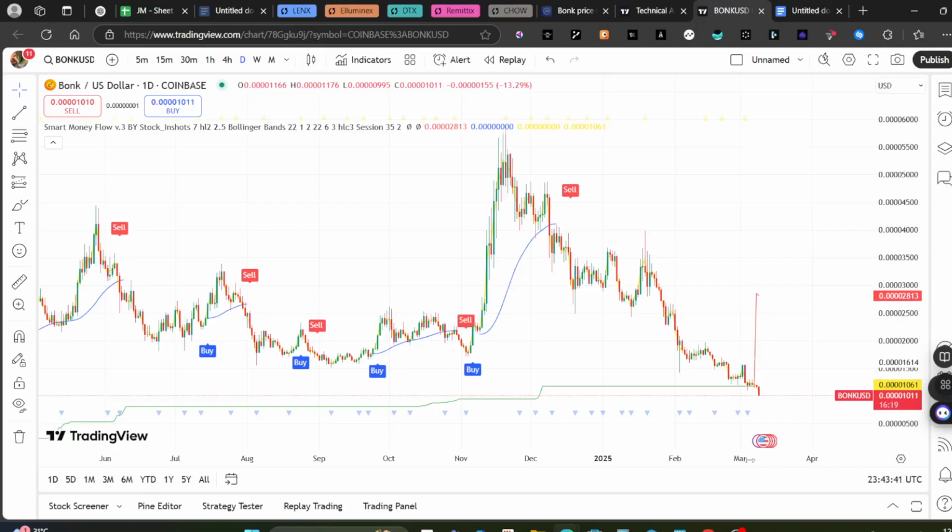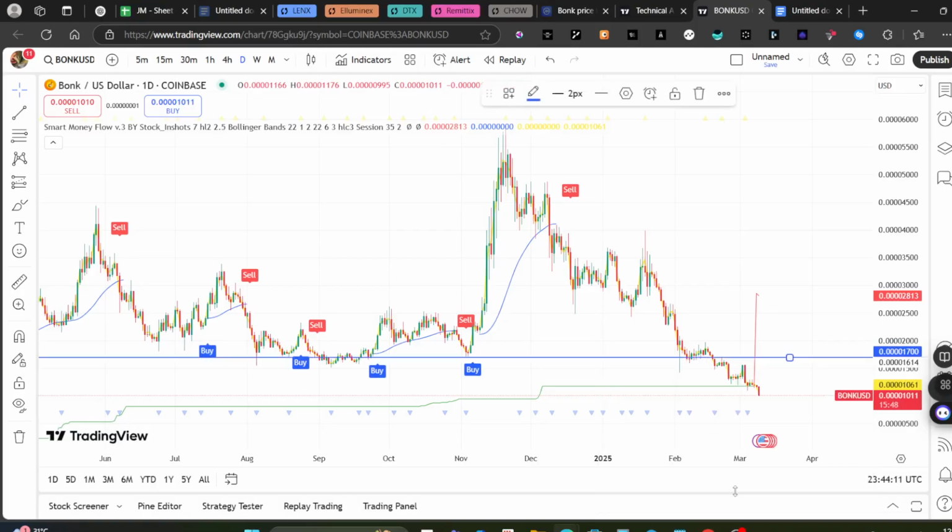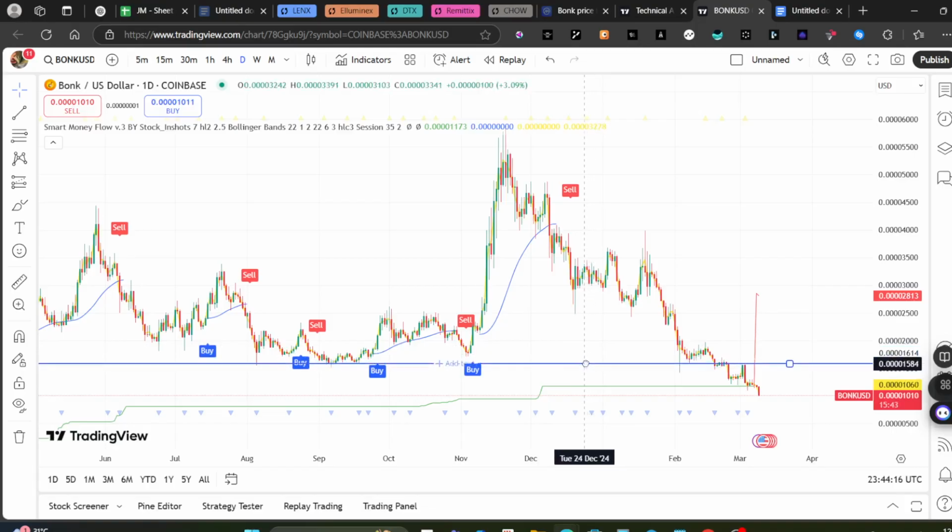Now let's talk about how to incorporate the smart money flow indicator into your trading strategy. One of the most effective ways to use this indicator is in conjunction with other tools. For instance, you can combine the smart money flow indicator with price action or support and resistance levels to confirm potential trades. Okay, so if you see a strong flow of institutional money and the price is approaching a strong support level, that is a potential buying opportunity.